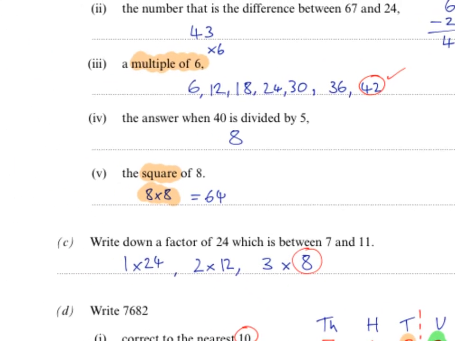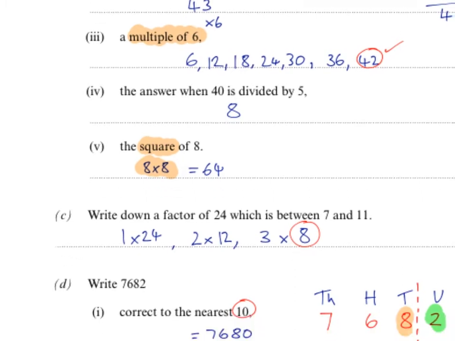Write down a factor of 24, which is between 7 and 11. I wrote down all the factors of 24, so numbers that times together to make 24, 1 and 24, 2 and 12, 3 and 8. I circled 8 because it's between 7 and 11.